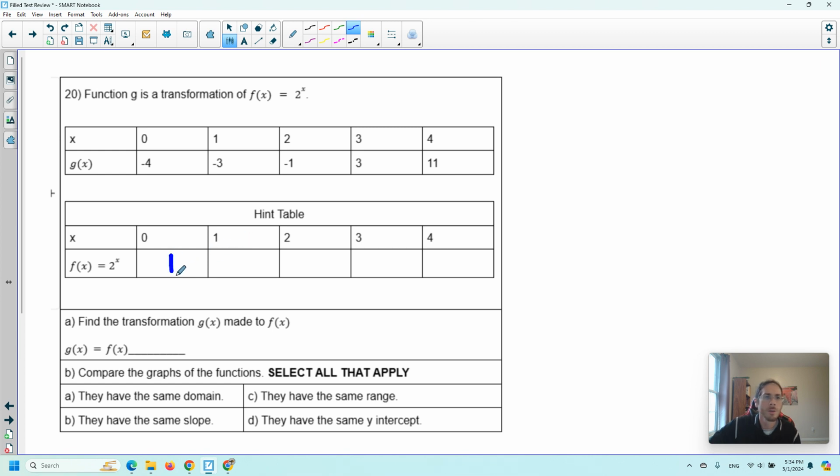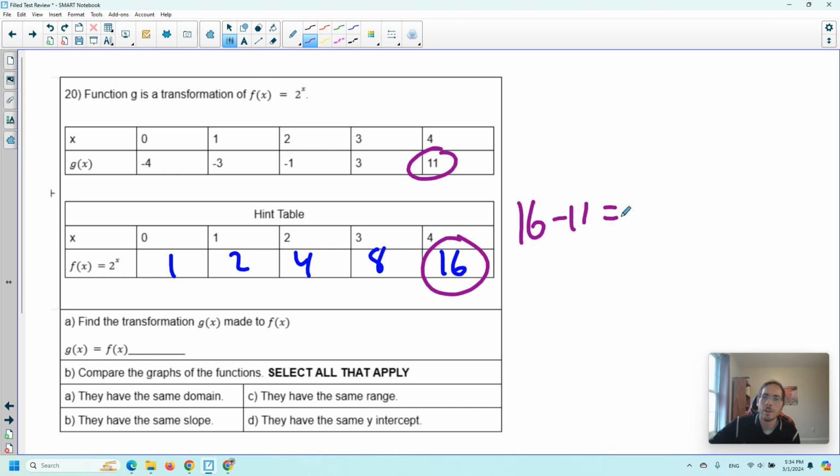Oops. 1, 2, 4, 8, 16. And now what it's telling me is, all right, if I need to go from f to get to g, I have to get from 1 to negative 4, 2 to negative 3, 4 to negative 1, 8 to 3, and 16 to 11. So what I'm going to do is take these two numbers and just do 16 minus 11 for 5. And so I have to add, oops, not add 5, wrong way. I have to subtract 5 to get back to here.